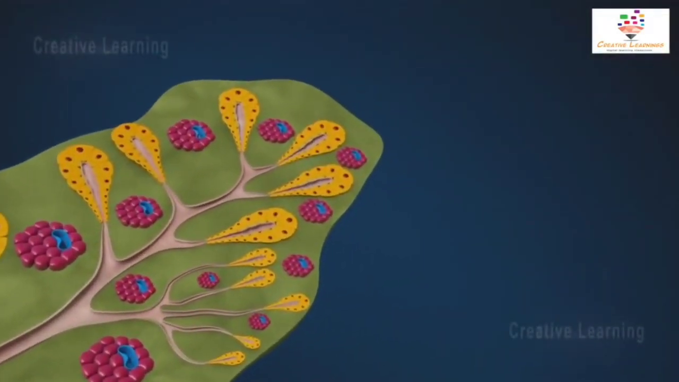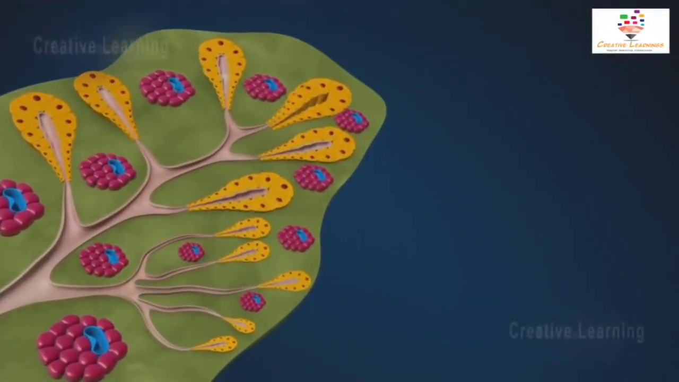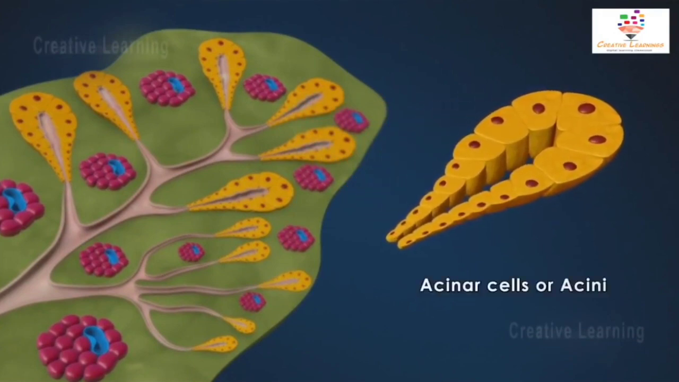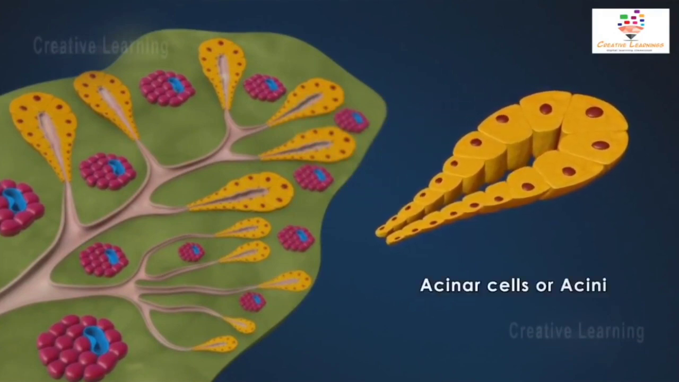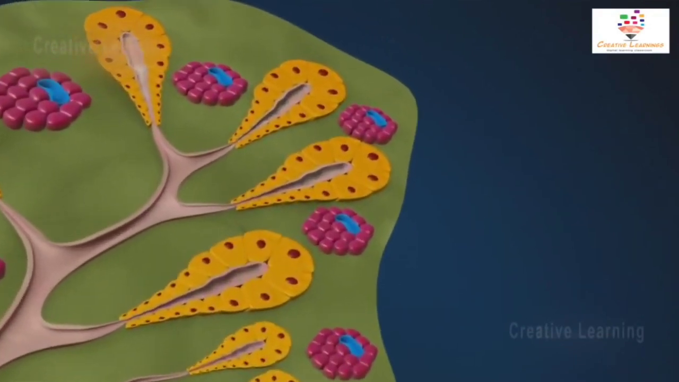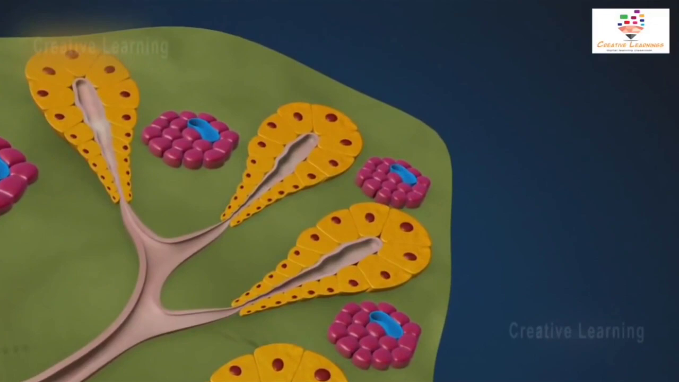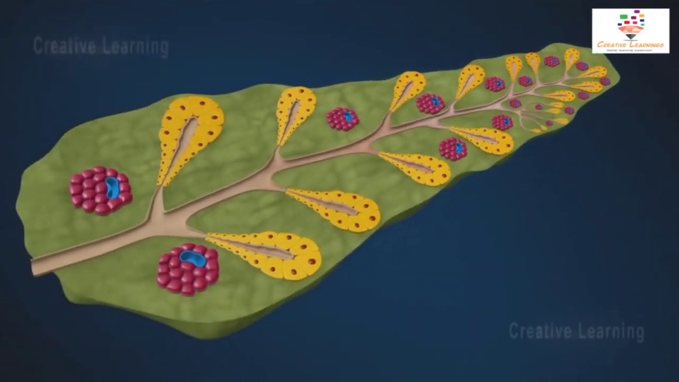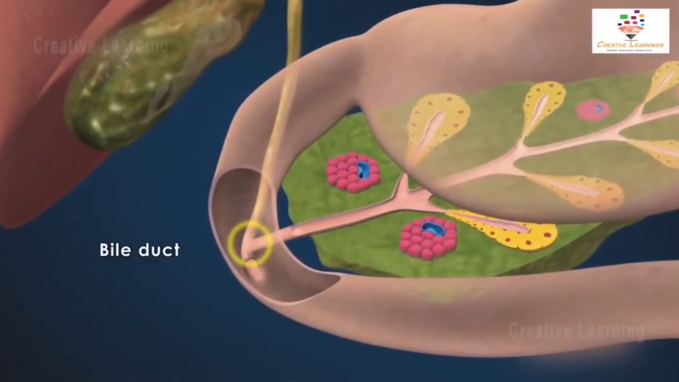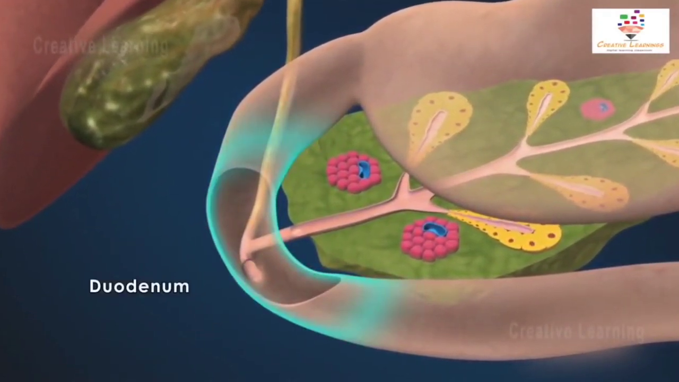The pancreas consists of several lobules, each of which contains groups of clustered secretory cells known as acinar cells, commonly referred to as acini. The central ducts from the acini unite to form larger ducts, which open into the pancreatic duct. This connects to the common bile duct and enters the duodenum.